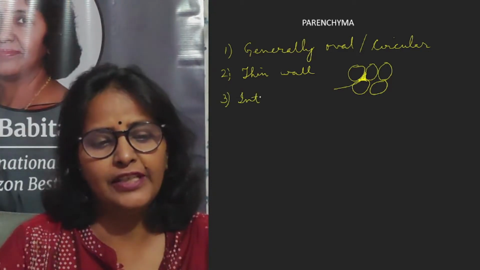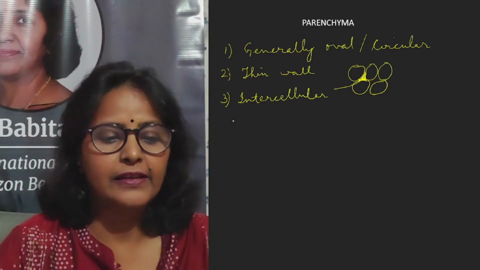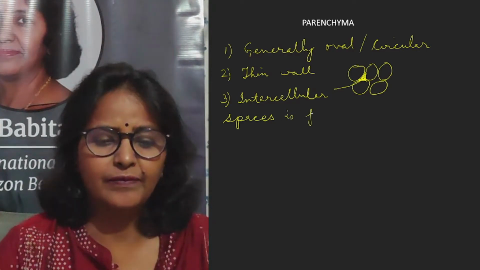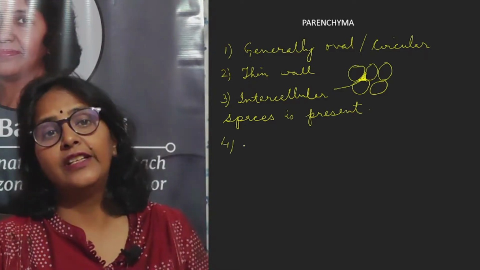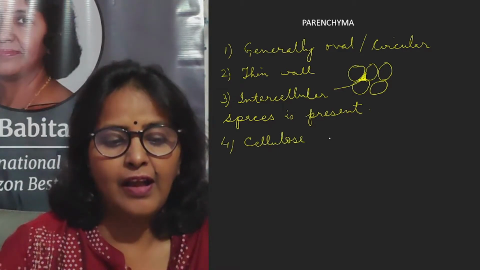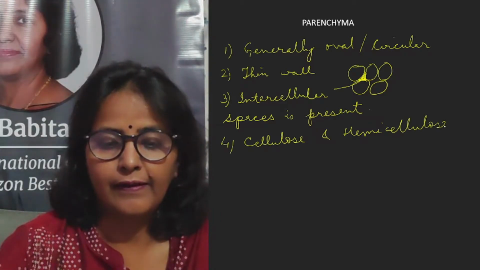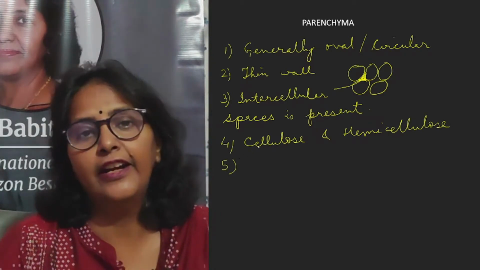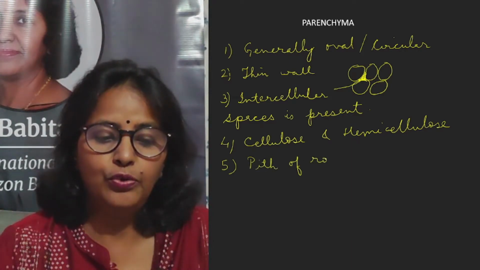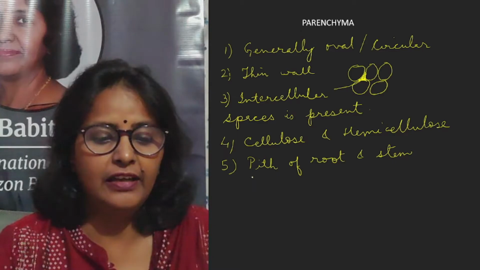So parenchyma has intercellular spaces present in between them. What is it made up of? It is made up of cellulose and hemicellulose. Where is it located? It is located in the pith of root and stem. It is also present in leaves.